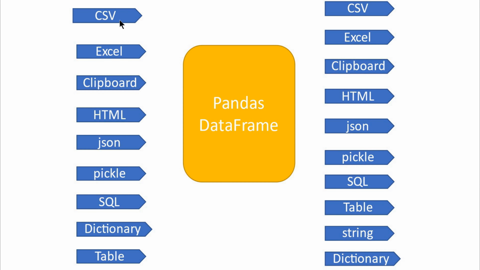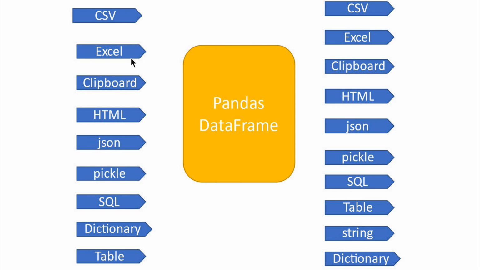Here you can see that we have different formats available. On the left side you can see CSV, Excel, clipboard, HTML, JSON; from all these formats we can create a data frame. So we can bring data from here, we call it import, and from the data frame we can take it out, or export the data, to any of these formats: CSV, Excel, clipboard, HTML, JSON and all.